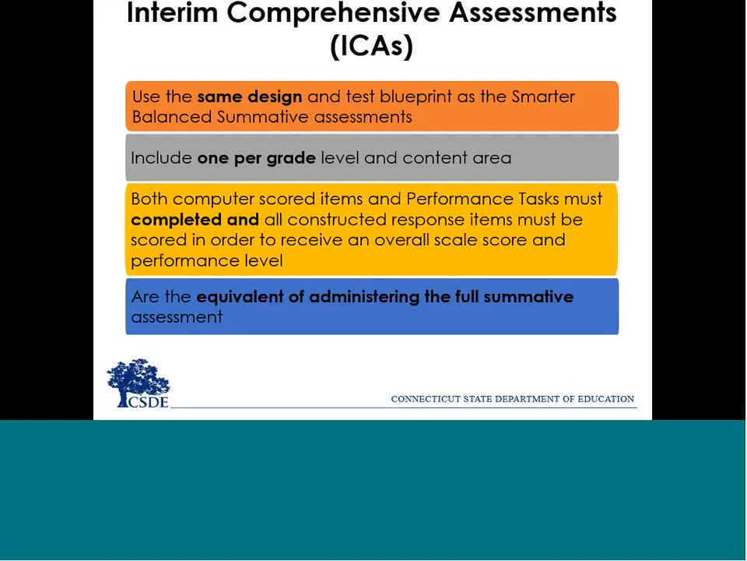The ICAs follow the Smarter Balanced Summative Blueprint, which is available on the Smarter Balanced website. The ICAs assess the same claims and targets as the summative. There is only one interim comprehensive assessment per grade level and content area. The student must complete both the online items and the performance task within a particular content area to receive an ICA scale score. The school district then needs to hand score any open-ended items in both the CAT and PT, and only then will a score be generated.